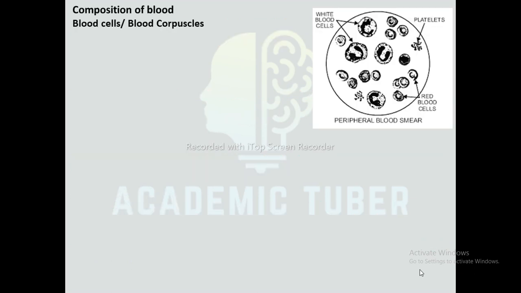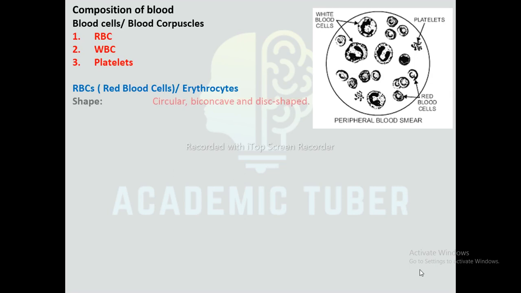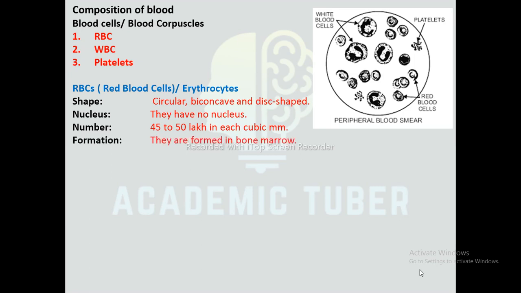Composition of blood. Blood cells. There are three types of blood cells. They are RBC, WBC, and platelets. Red blood cells, erythrocytes. Shape: circular, biconcave, and disc-shaped. Nucleus: they have no nucleus.